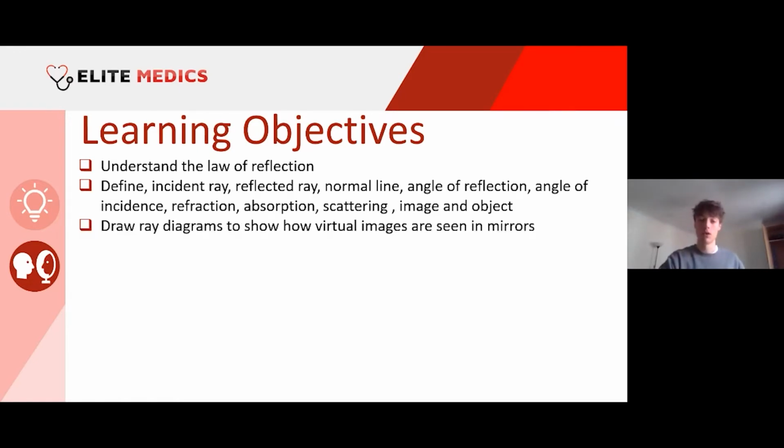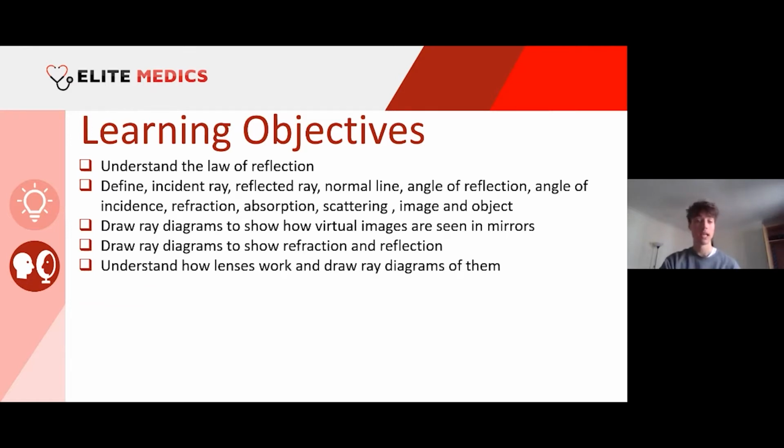I'm going to try to draw a ray diagram to show how virtual images are seen in mirrors. So how come I can see myself in the mirror when there's nothing behind the mirror? Why does it seem like I'm coming from behind the mirror? We'll look at how we can create an image. We're going to draw ray diagrams for refraction and reflection, see the different properties of each, and understand how lenses work and draw ray diagrams for them.